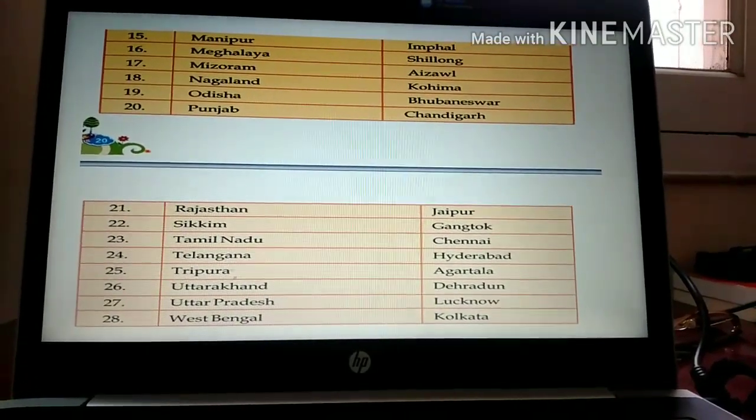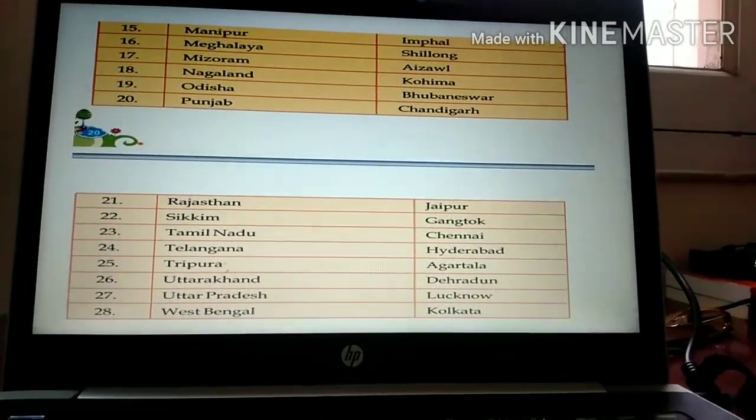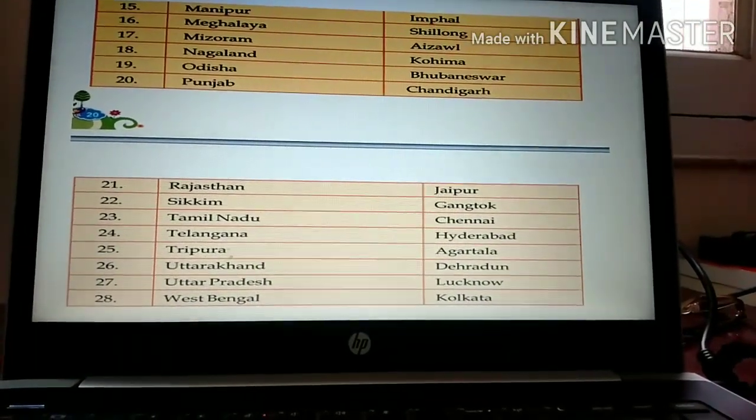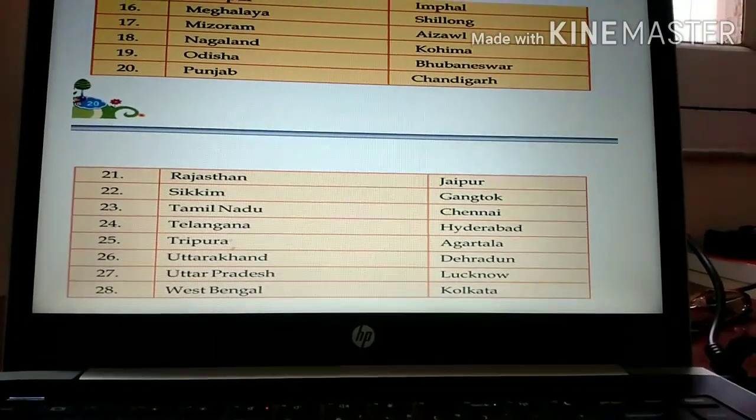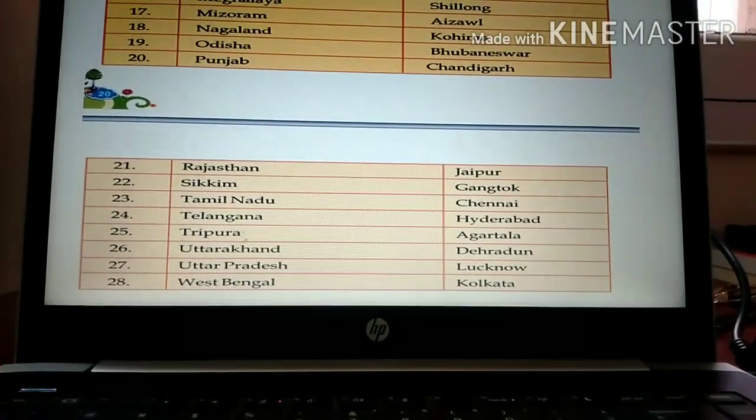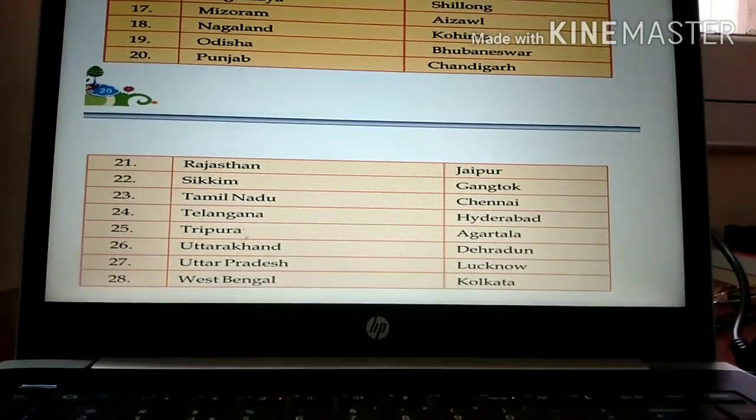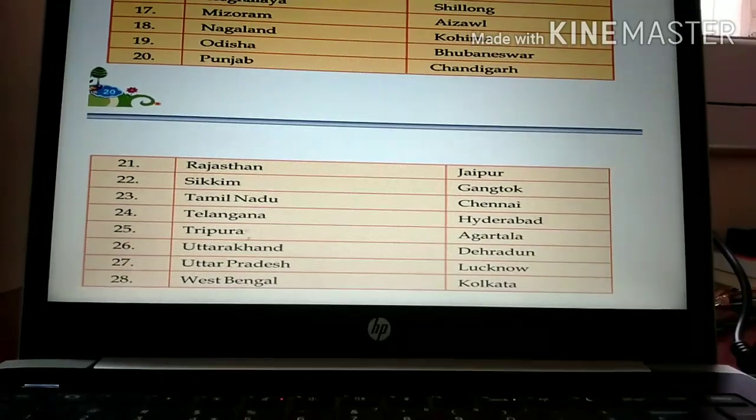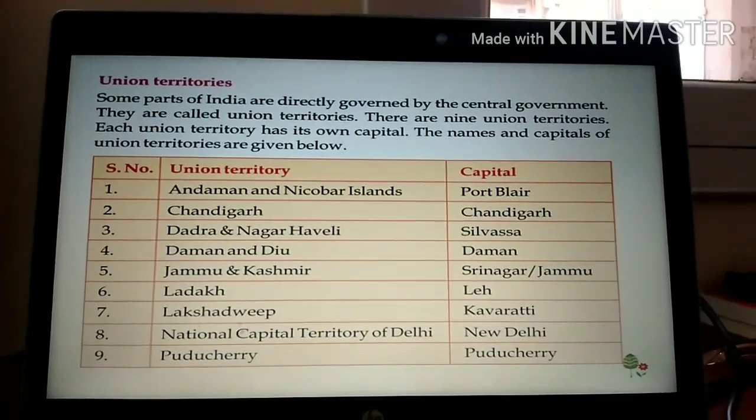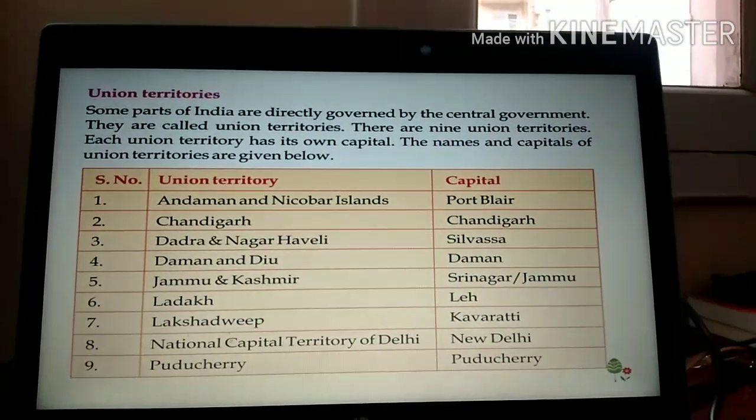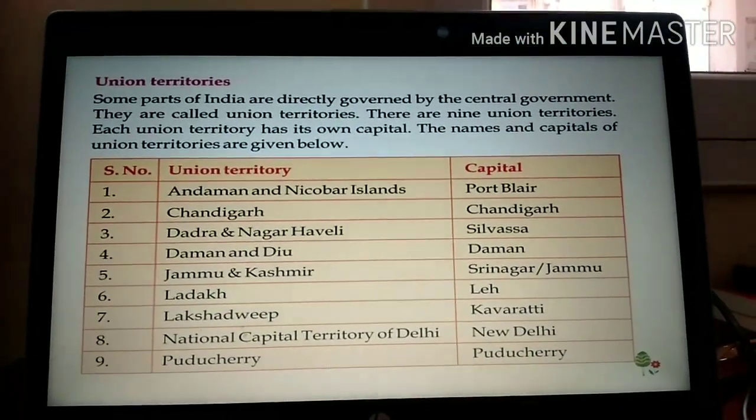Odisha, Bhubaneswar. Punjab, Chandigarh. Chandigarh is the capital of Haryana as well as of Punjab. Now, Rajasthan. The capital of Rajasthan is Jaipur. Jaipur is also known as Pink City. Sikkim, Gangtok. Tamil Nadu, Chennai. Telangana, Hyderabad. Tripura, Agartala. Uttarakhand, Dehradun. Uttar Pradesh, Lucknow. West Bengal, Kolkata. Children, I told you that Chandigarh is the capital of Haryana as well as of Punjab, and Hyderabad is the capital of Andhra Pradesh and Telangana.